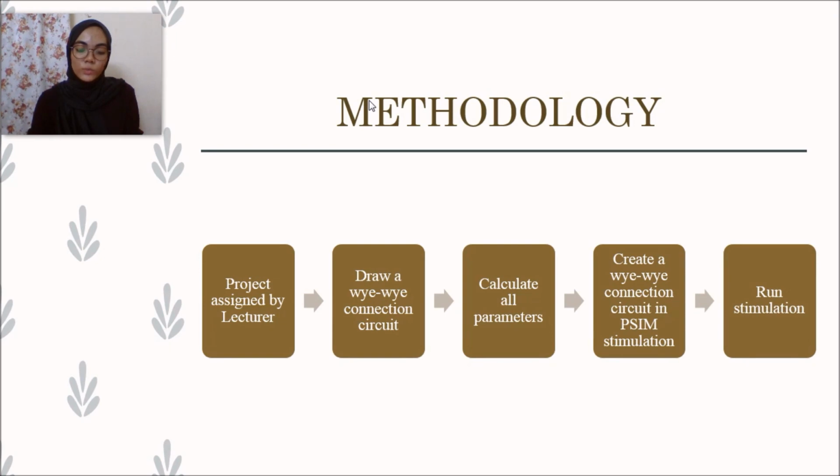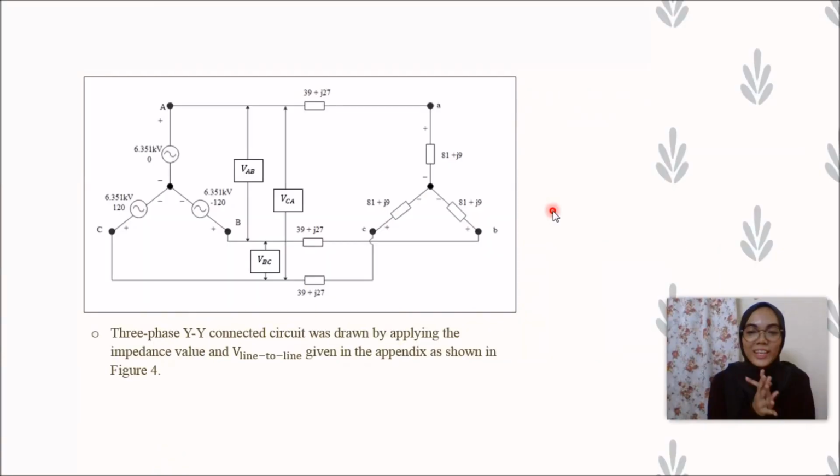A balanced three-phase Y-Y connected circuit was constructed in PSIM software by applying a line voltage with a frequency of 50 Hz. Finally, we can run the simulation to measure all the related parameters in the balanced three-phase Y-Y connected circuit and record all data in a table. So, as I showed, this is the three-phase Y-Y connected circuit that we have to draw, by applying the impedance value and the line-to-line voltage that has been given to us.